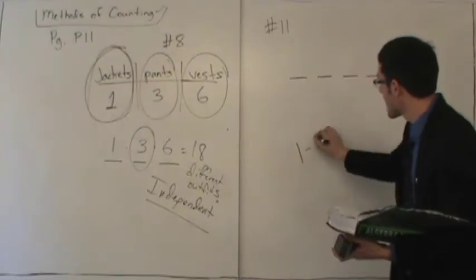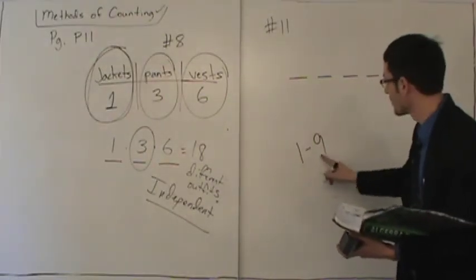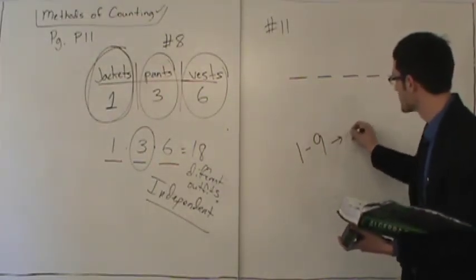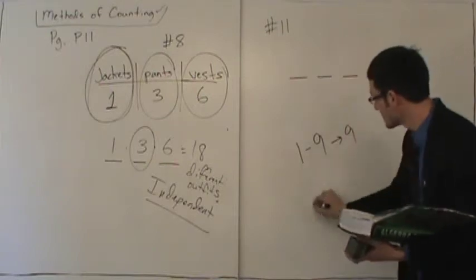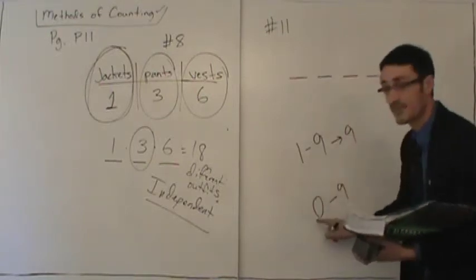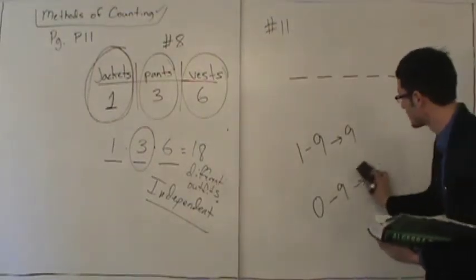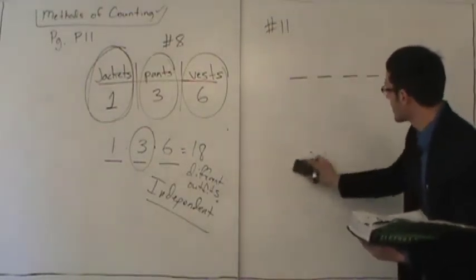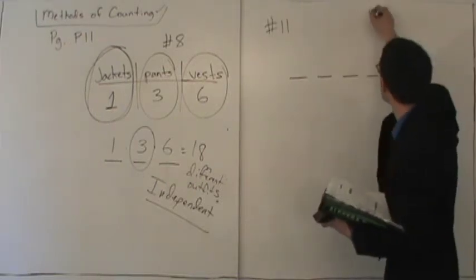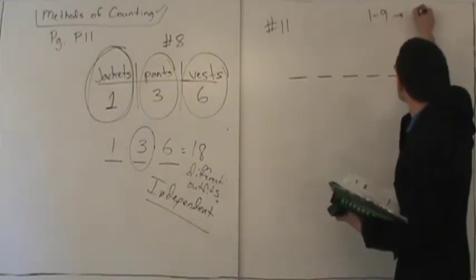My question is, how many digits are there from 1 to 9? Well, we've already established this. 1 to 9 has 9 digits. Now, how many digits are there from 0 to 9? Hopefully you can say from 0 to 9 there are 10 digits. This is important for what's coming in this class. So from 1 to 9, she's got 9 options to choose from.